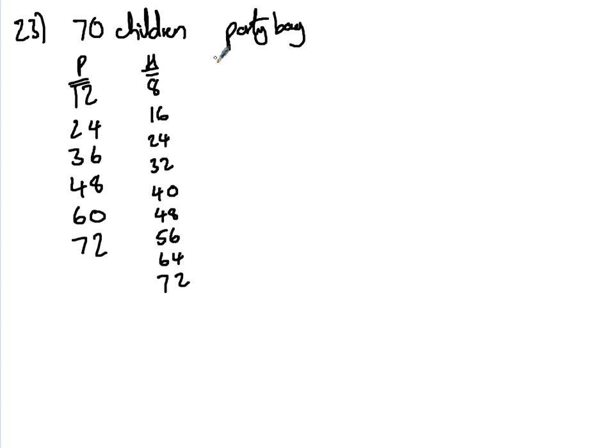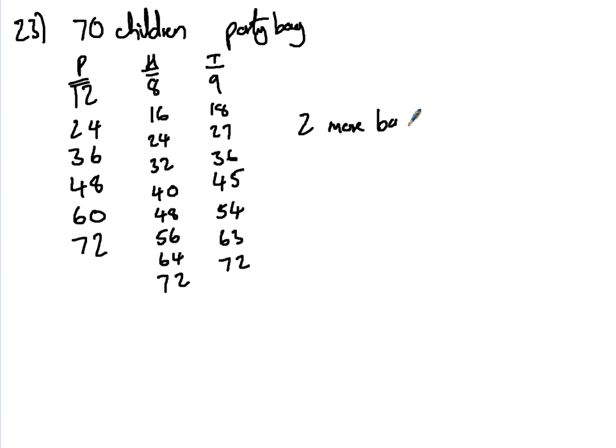And then we're looking for toys. So 9 times table, 18. We're looking to go over 70 basically. 27, 36, 45, 54, 63, and then 72. So yeah, again, we've got past the point that we needed to. So we've got actually two more party bags. So how many more? It's two more bags, as we can get 72 for each of the ones.